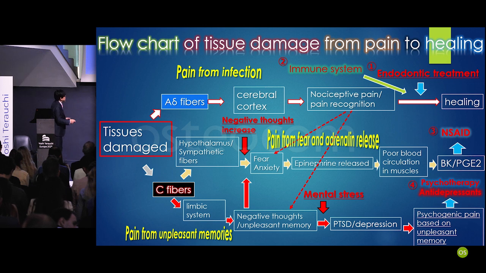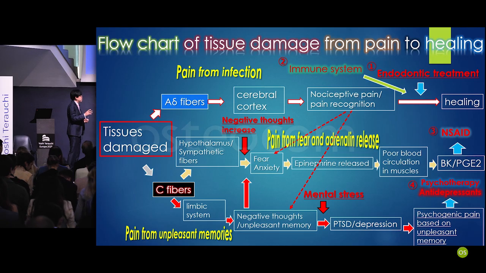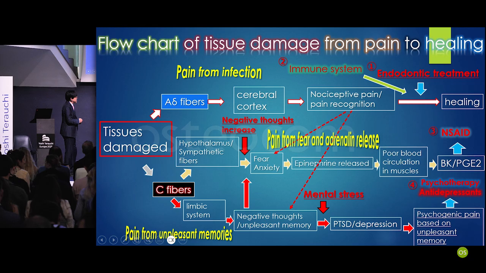So to make a long story short, when the tissues are damaged, pain signals go to A delta fibers, and if you perform endodontic treatment, and if you see the healing, the pain is completely gone. But when the pain goes to C fibers, the limbic system, and if you have PTSD, then you suddenly remember something bad in your painful memories. Even if you do endodontic treatment, the pain will stay because the pain will become chronic.